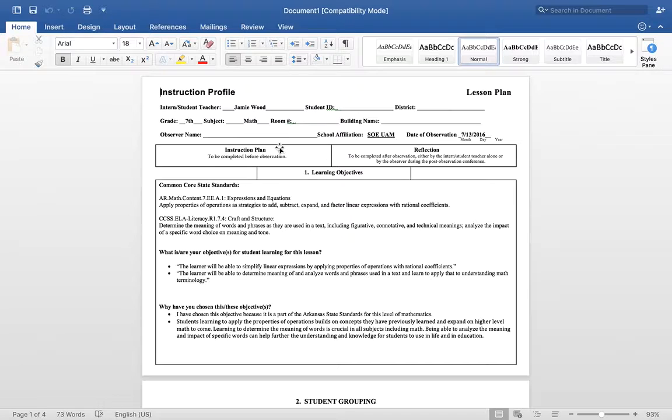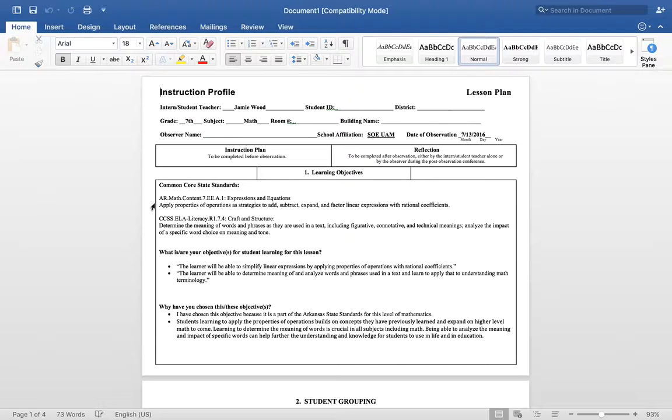We will be going over the Common Core standards, starting with the AR Math Content 7 EEA1 under the heading of Expressions and Equations. That will be applying properties of operations as strategies to add, subtract, expand, and factor linear expressions with rational coefficients.